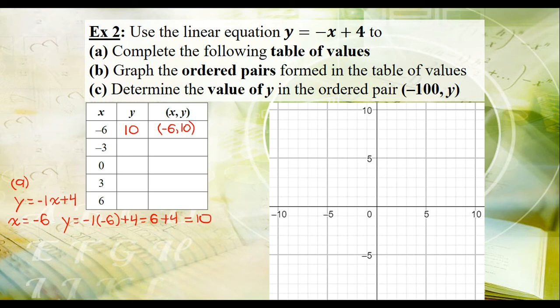Okay, then we're going to plug in x equals negative 3. So my equation y would be equal to negative 1, plug the x in with negative 3, and we're going to add 4. So negative 1 times negative 3 would be positive 3. So you have 3 plus 4 would be equal to 7. So you have negative 3 comma 7. And then 0.